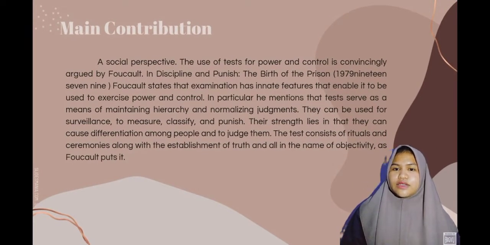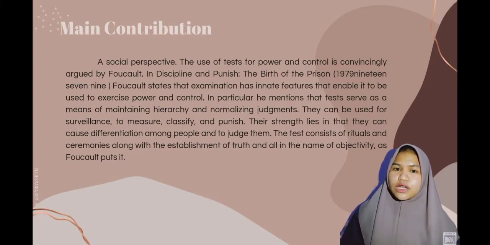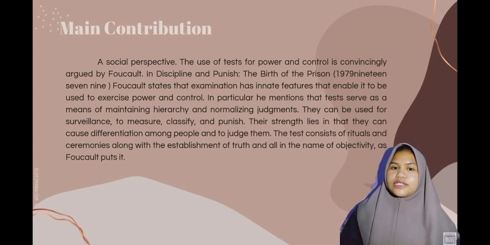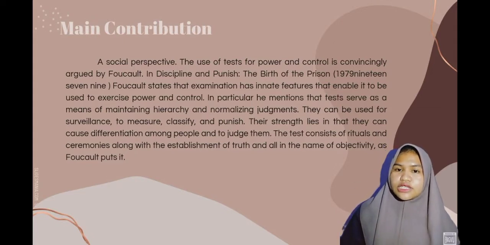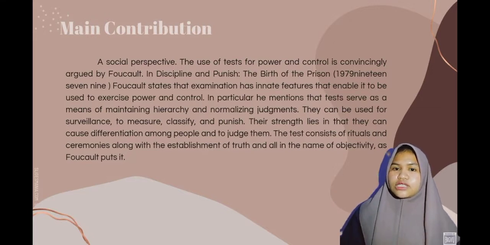From a social perspective, the use of test power and control is convincingly argued by Foucault in Discipline and Punish, published in 1979. Foucault argued that examination has innate features that enable it to be used to exercise power and control. In particular, he mentioned that tests serve as a means of maintaining hierarchy and normalizing judgment. They can be used for surveillance, to measure, classify, and punish. Their strength lies in that they can cause differentiation among people and to judge them.